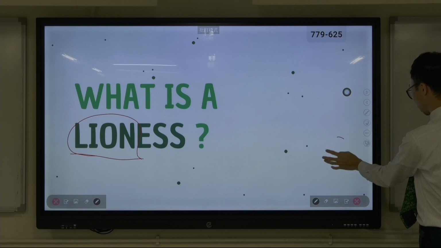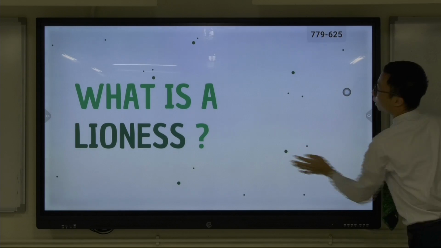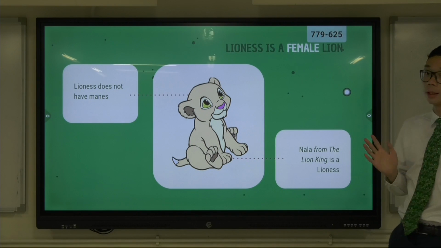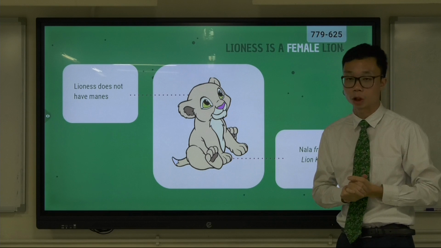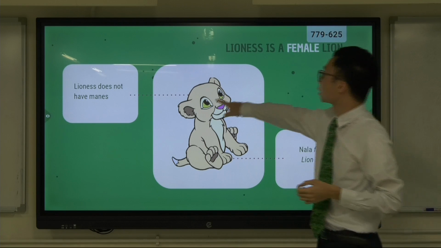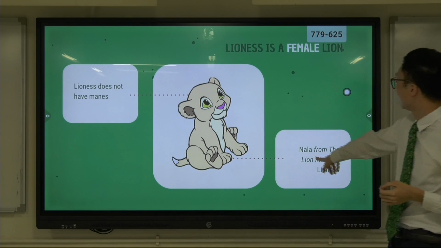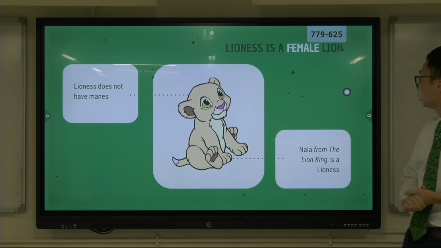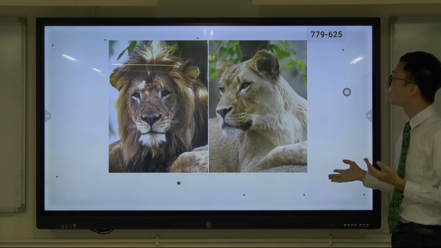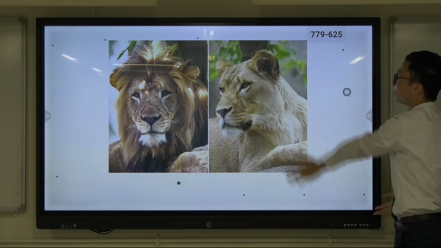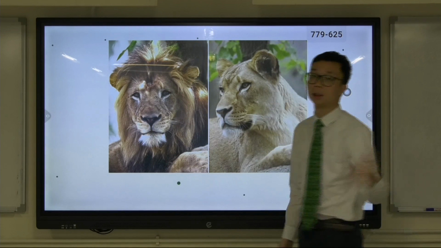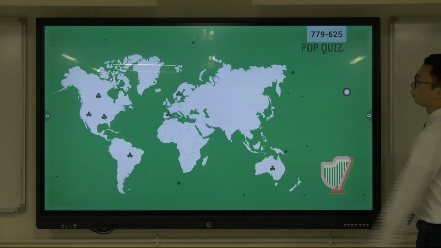And actually it is. A lioness is a female lion. That's why you see a lion that does not quite look like the general lion you see in the clip art. A lioness doesn't have a mane. This is a picture of a lioness from The Lion King. Just for the record, this is a lioness, a female lion, and this is a male lion with this mane here.